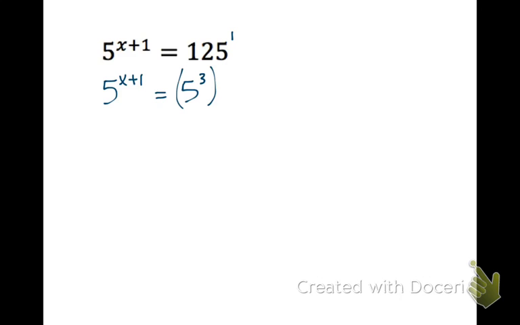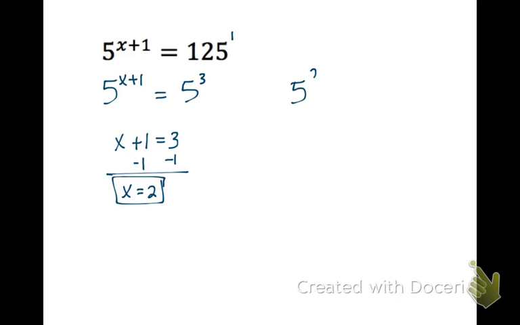Now I could do this to the 1 and everything, but it's going to end up being 5 to the third, so I'm just going to leave the 1 off. Now I have common bases. I'm going to ignore the bases and set my exponents equal. Now I have to do one step to solve this, and we get x equals 2. To check, we can plug it back in. Well, 5 to the 2 plus 1 is just 5 to the third, and that does equal 125 as we saw earlier.